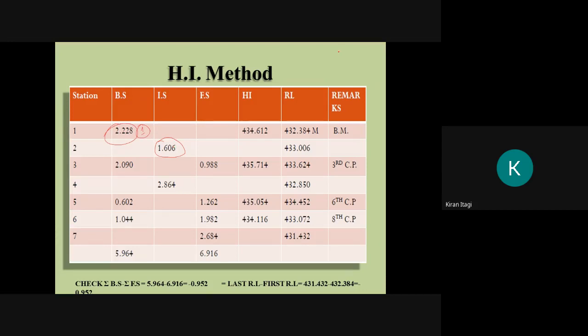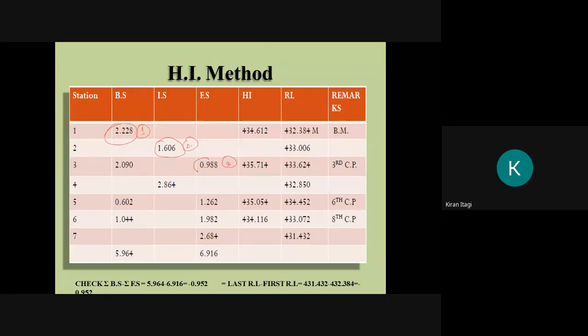Okay, if the third reading was not the change of point, say the fourth one was the change of point, then you have to write the third reading in the intermediate side only. The third reading will come in the intermediate side and the fourth reading will come into the fore side. Okay, just remember that one. So here in our case, third reading is the change of point. So we are writing the third reading here, 0.988.